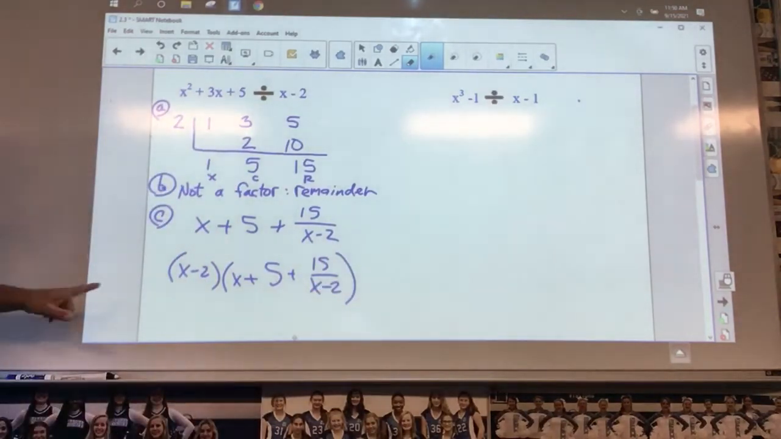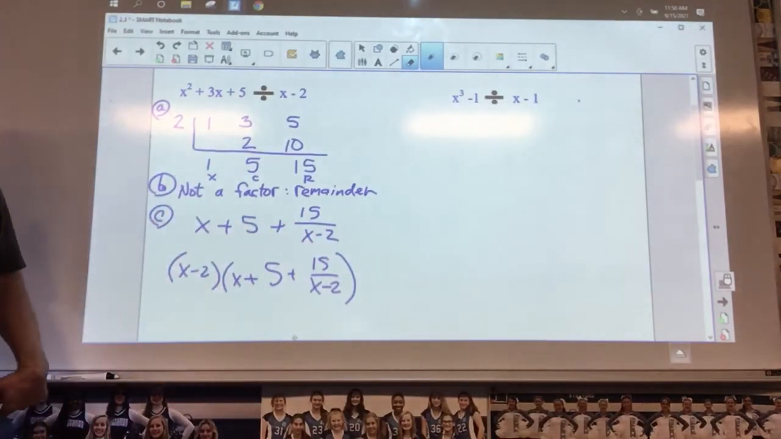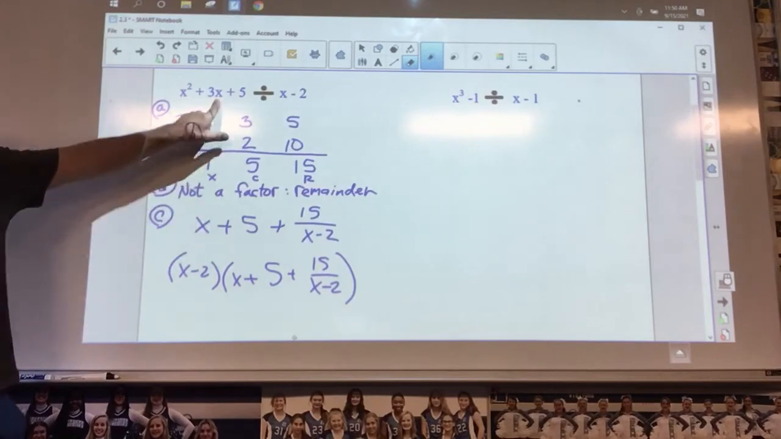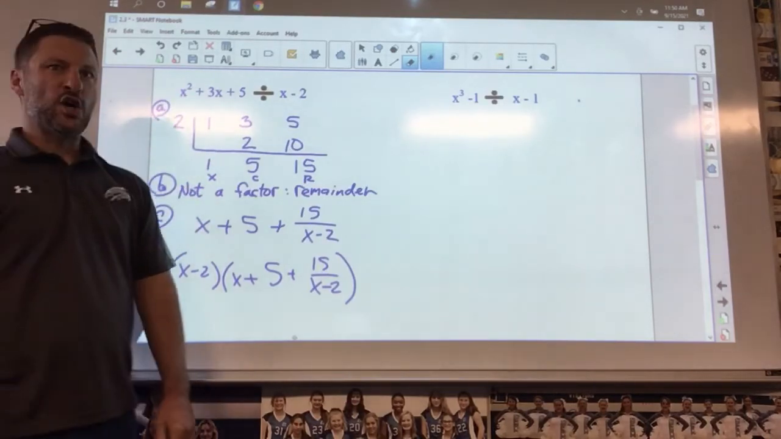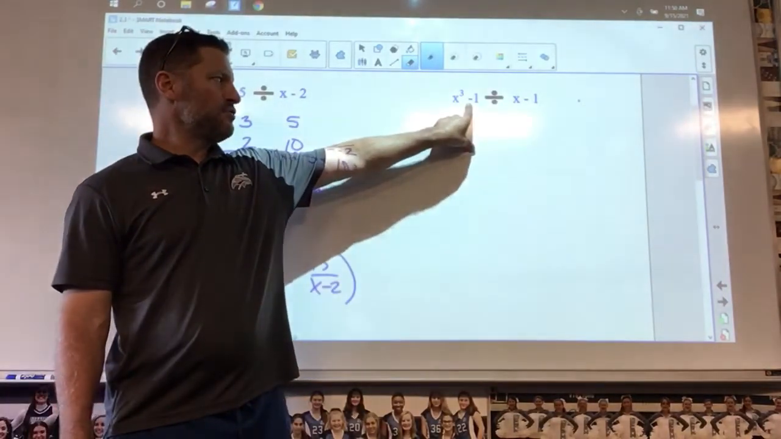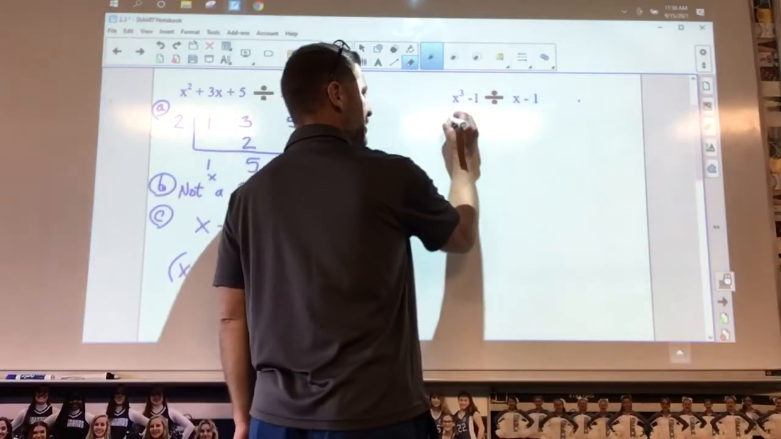Guys, if you were to FOIL this times this and distribute it and get rid of fractions and all that, you would get back to the original polynomial. Kind of crazy. Okay. x cubed minus 1 divided by x minus 1. What goes outside?